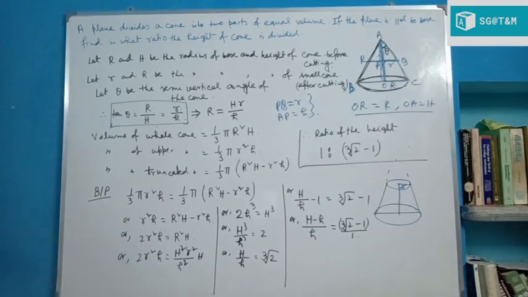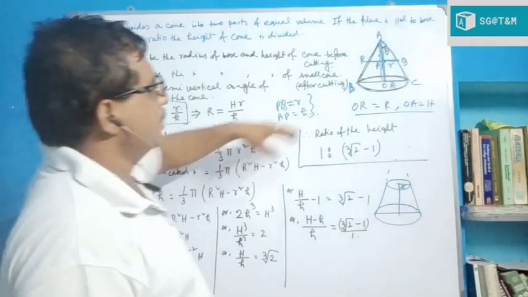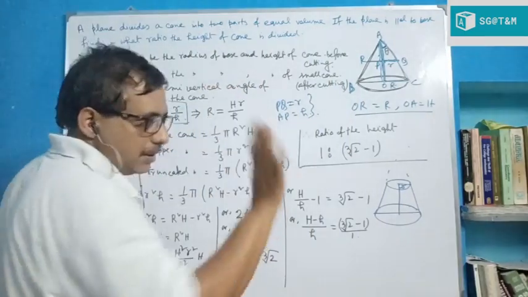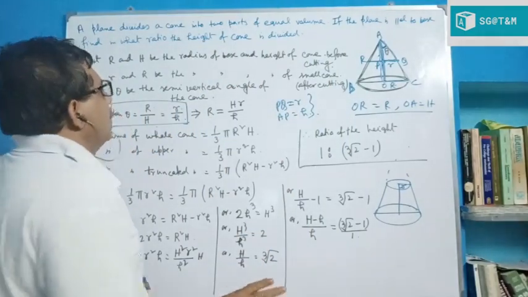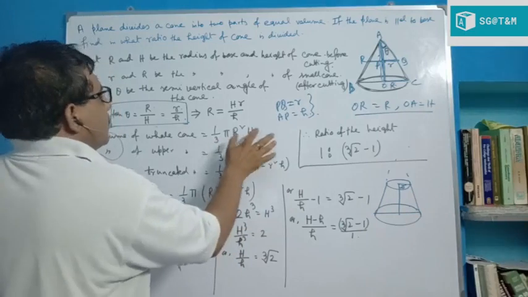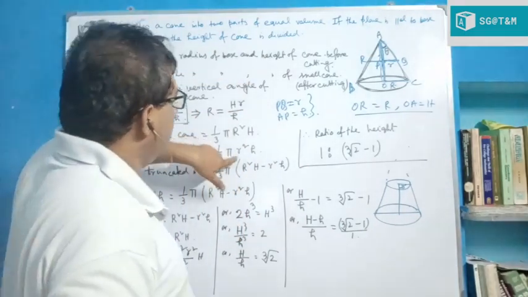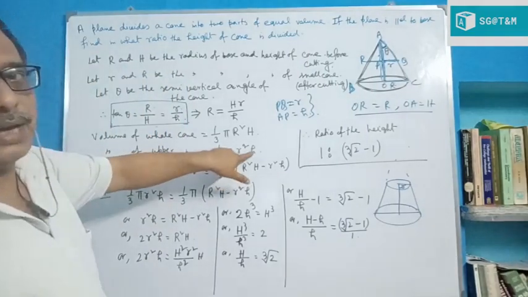Now, the volume of the whole cone before cutting, the total volume, is one-third pi R square H. This is the formula. And for the volume of the upper portion, the radius of the base is small r and the height is small h.